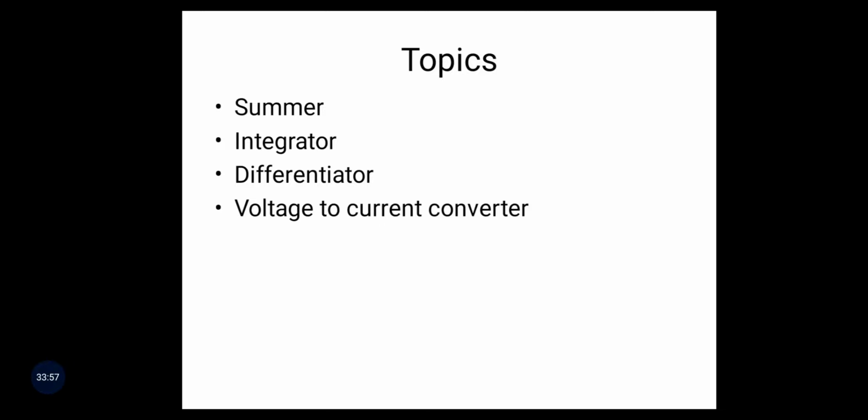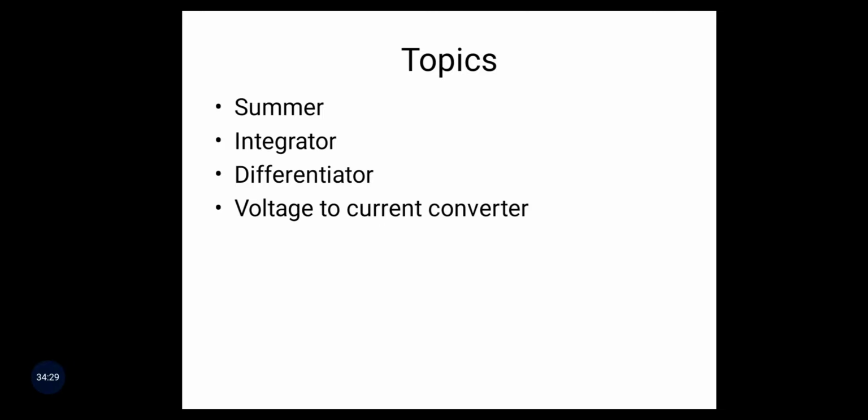Next we are discussing the differentiator. What is meant by a differentiator? Here the output voltage is the differentiation of the input voltage. Then the circuit is called a differentiator circuit.